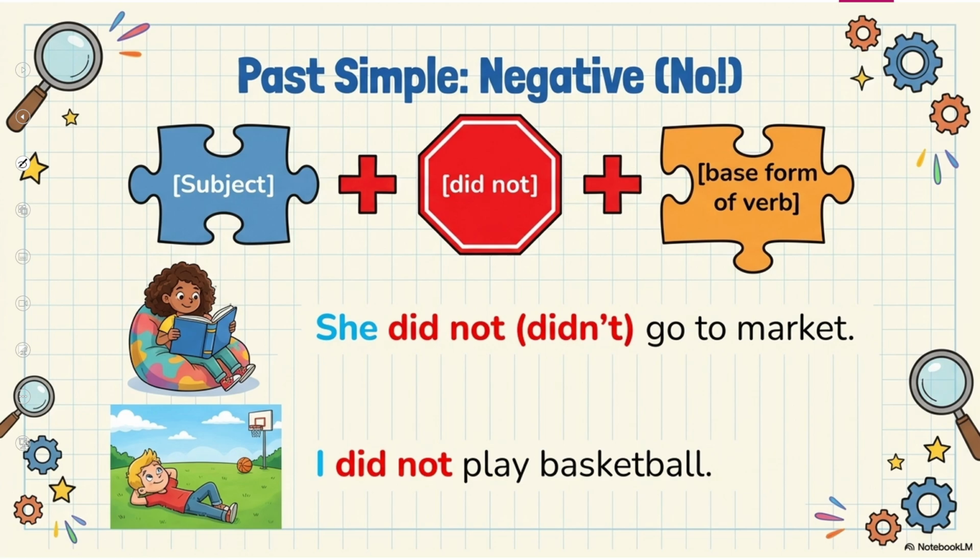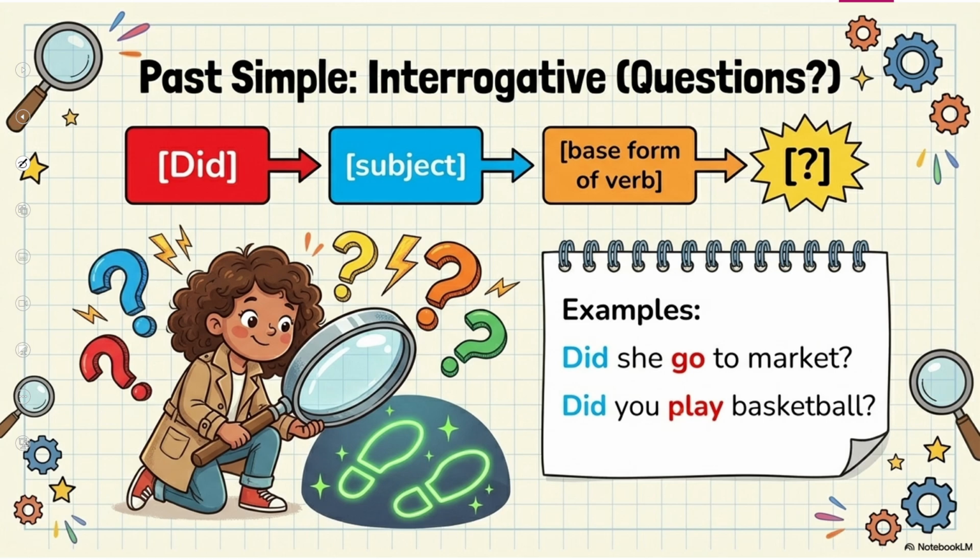In negative sentence, we just add did not in it. And we use base form of verb which is called first form of verb. She did not go to the market. Here you can see that did is the second form of do. That's why we did not use went instead of go. I did not play basketball. Here you can see that we add did and not to make it negative sentence.